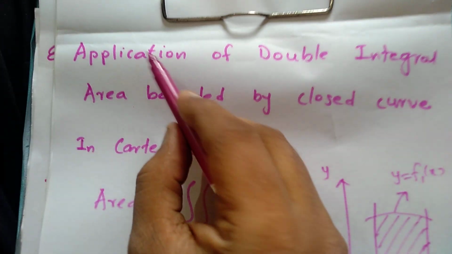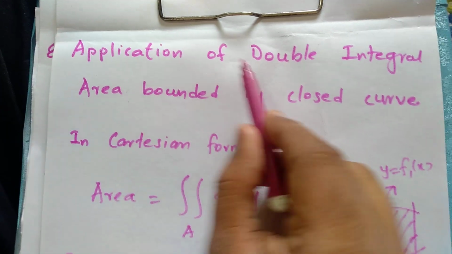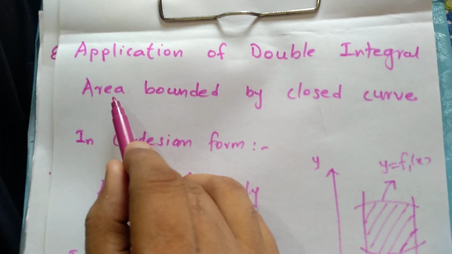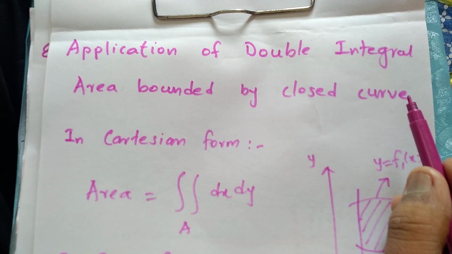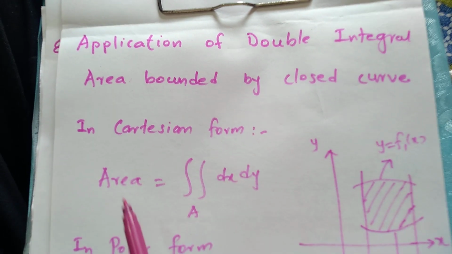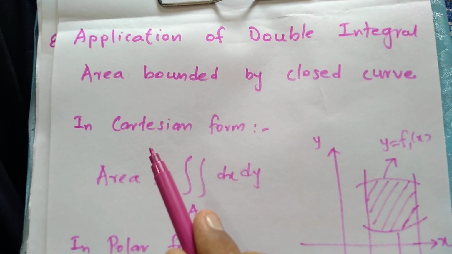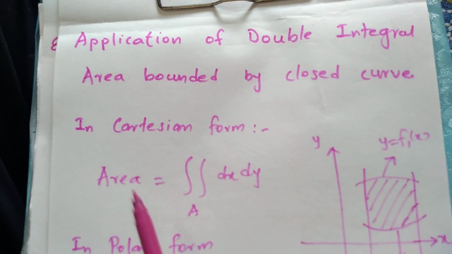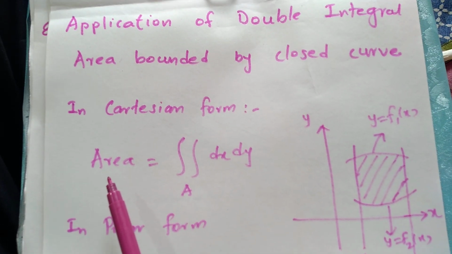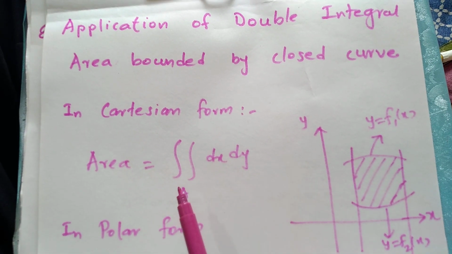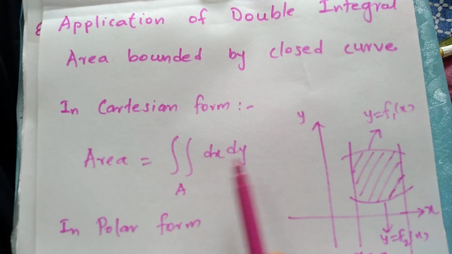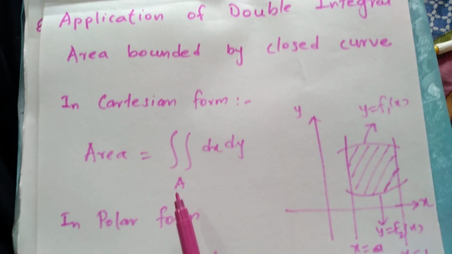Hello friend, in this video we will discuss the application of double integral to find the area bounded by a closed curve. In our earlier discussion, when we defined double integral, you came to know that the formula of area in terms of double integration is double integration dx dy over the area A.